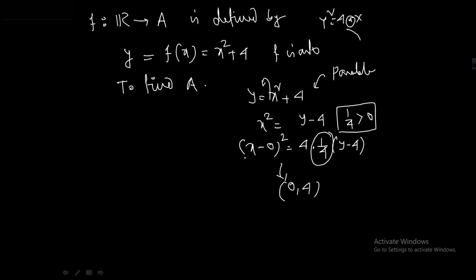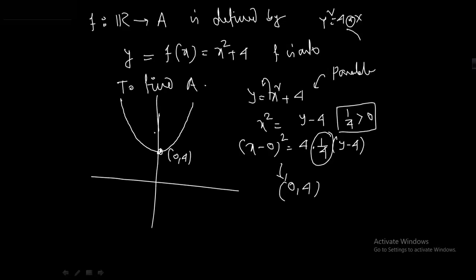So that means the parabola will be vertically upwards with vertex at (0, 4). So the parabola will look like this. This is your (0, 4). Now we can definitely see that if you choose any point from this real axis below (0, 4), you will get no pre-image. That means these elements are not the images of any of the elements. But if you choose any element just above this point (0, 4), obviously we will get pre-images. That means any element which can be chosen above (0, 4) belongs to the range.